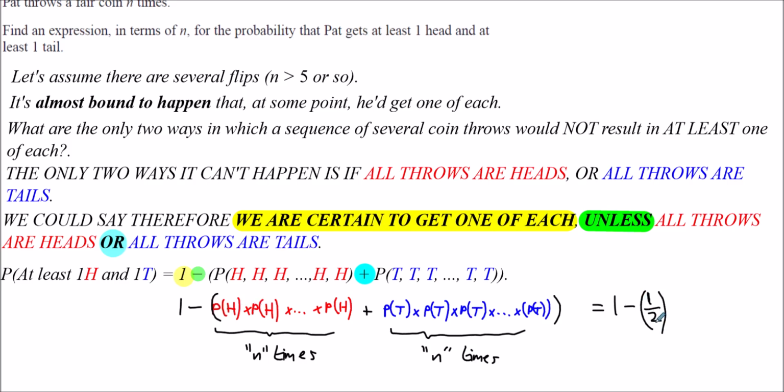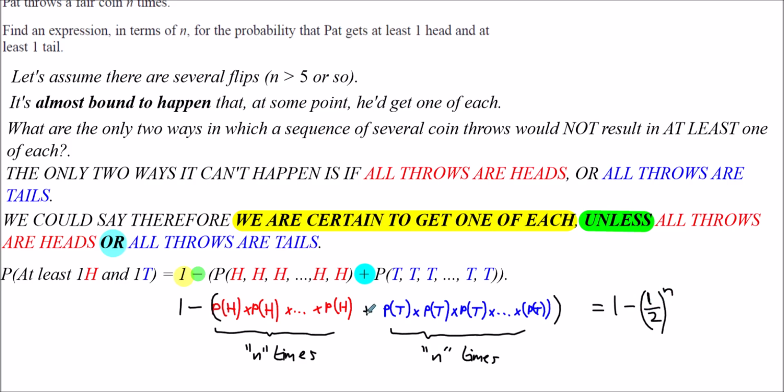So how many times am I multiplying half by itself? To what power should I raise it? Well, if I'm multiplying a half in a string of n times, then the power will be n. So that's the probability that all throws are heads.